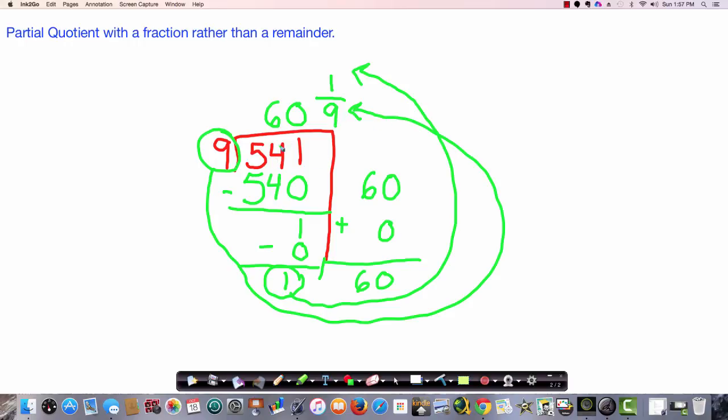So in all their division problems, students should always show their remainder in the form of a fraction. Okay, that's pretty much all there is to partial quotient.